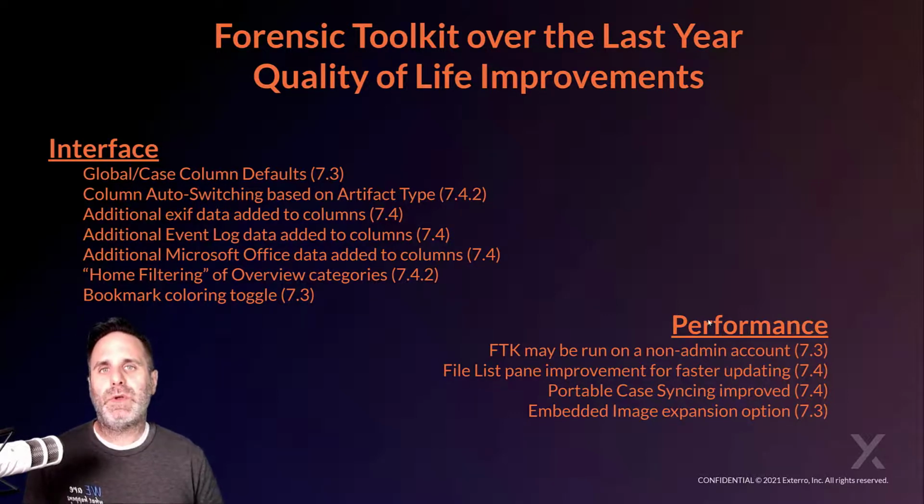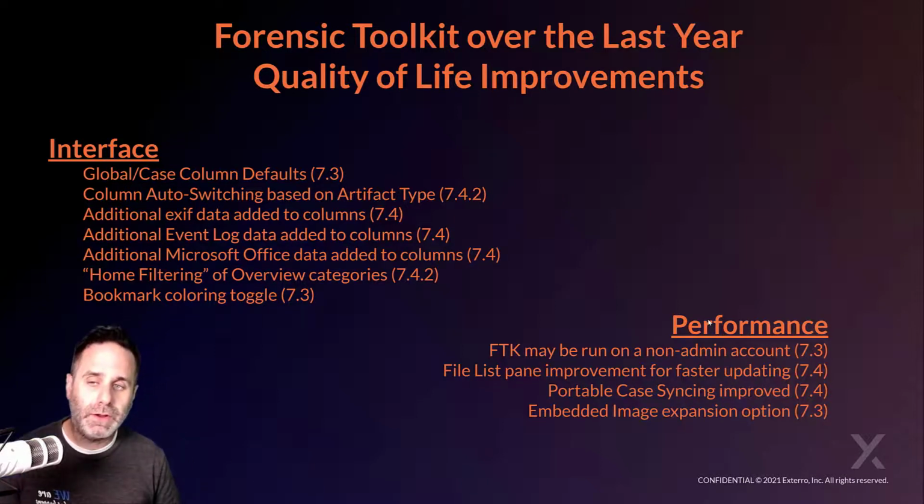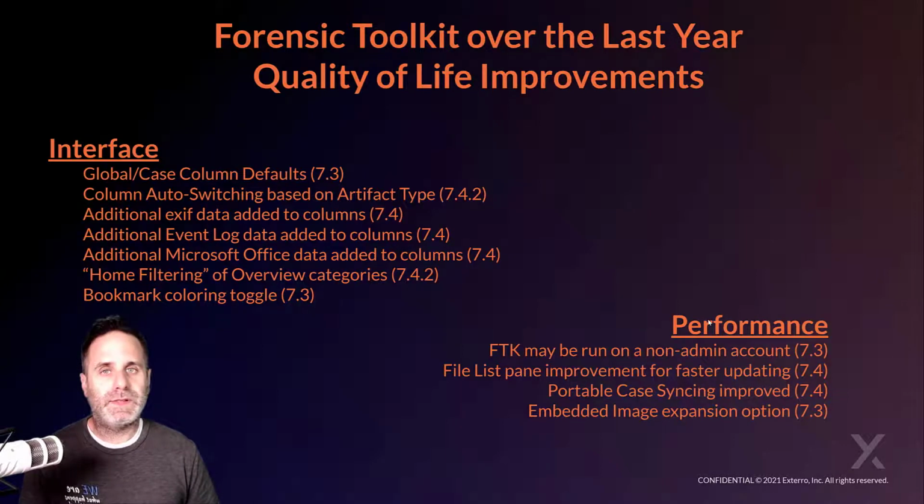So I'm not necessarily going to say the version next to it. You can see that on the screen, read it for yourself, but these are some of the things that have come out in the last year. So we've had a lot of column improvements, and this is big because the file list pane is typically where you're going to get the most information for your artifacts the easiest and the quickest.